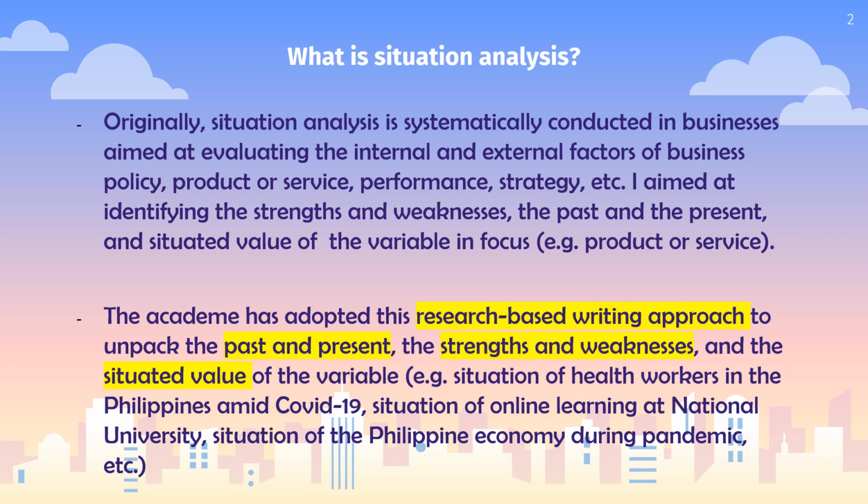Now, when I say variable, these are the things that you're trying to focus on in your paper. For example, a situation of health workers in the Philippines amid COVID-19. So this is actually a good topic that you can write about. Another is the situation of online learning at National University, or the situation of the Philippine economy during the pandemic. So we have a lot of topics that you can explore. It could be in mathematics, social sciences, physical sciences, and others. Societal issues, classroom-based concerns, even teenagers who are experiencing depression can be a potential topic for situation analysis. You just have to be specific on what situation you're trying to unravel.